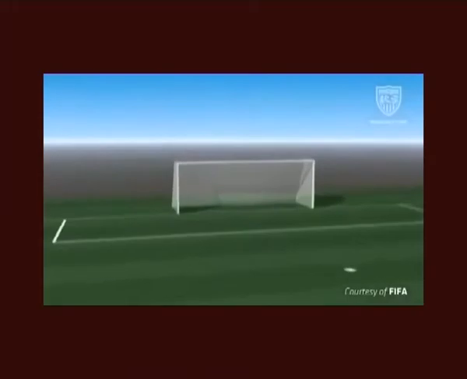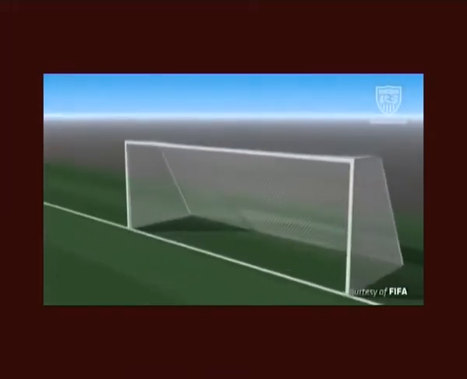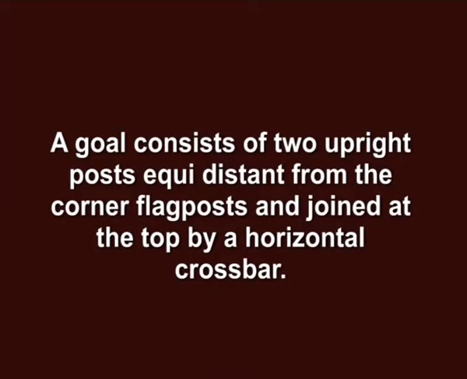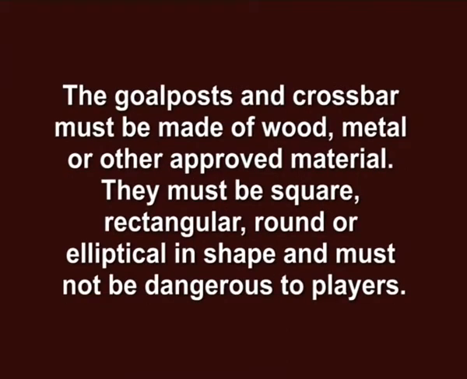Goals. A goal must be placed on the center of each goal line. A goal consists of two upright posts equidistant from the corner flag posts and joined at the top by a horizontal crossbar. The goal posts and crossbar must be made of wood, metal or other approved material. They must be square, rectangular, round or elliptical in shape and must not be dangerous to players.